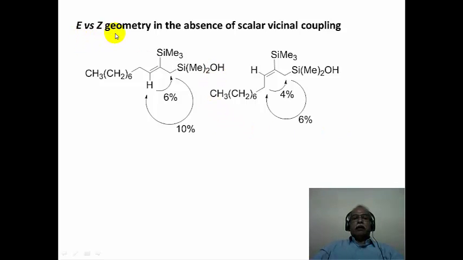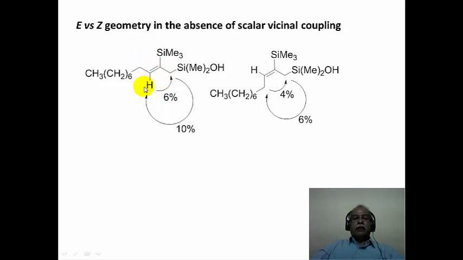Cis and trans geometry around a double bond can be determined, and stereochemistry information obtained, if there is a coupling between the two partners, that is, cis and trans coupling is present. However, if there is only one olefinic hydrogen, how does one determine the stereochemistry of the molecule? Under these conditions, nuclear Overhauser effect difference spectroscopy is employed in this particular case.